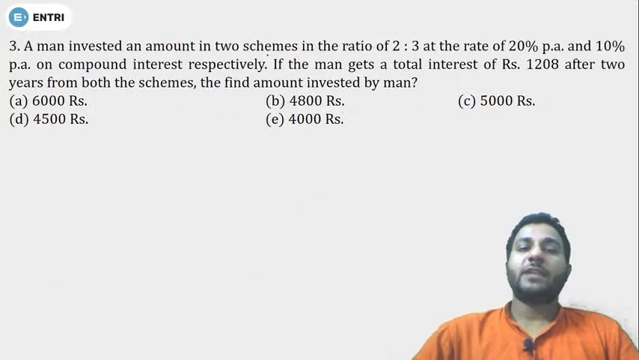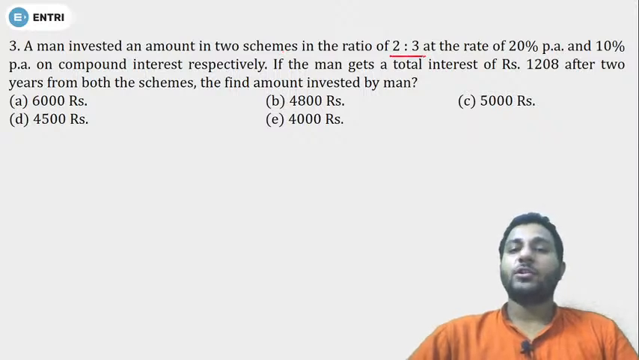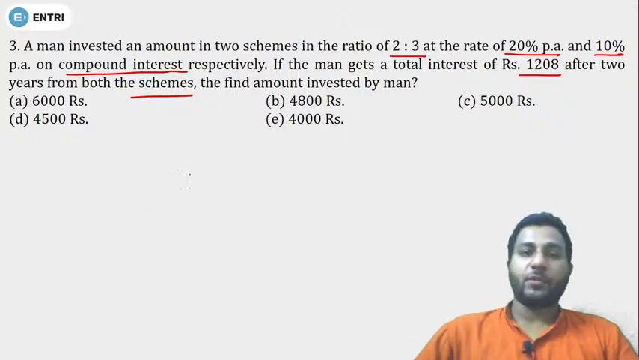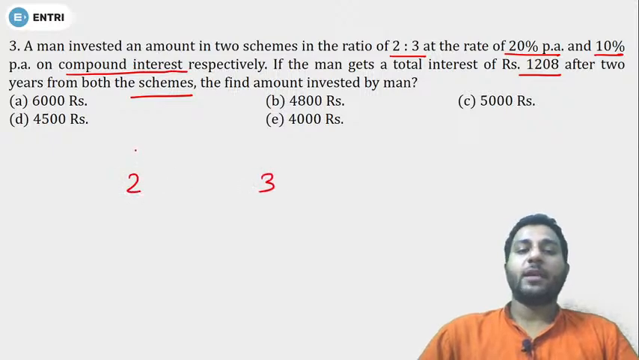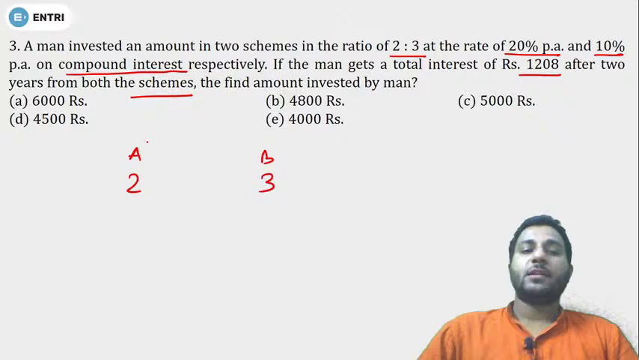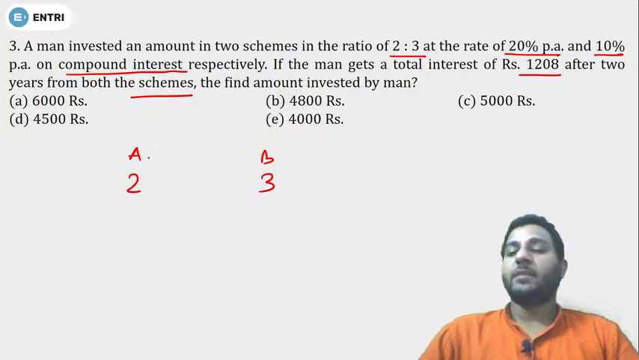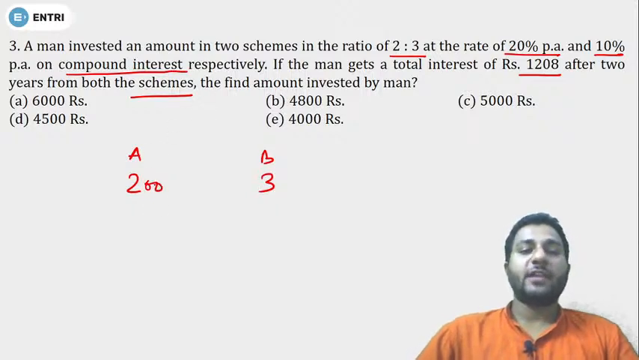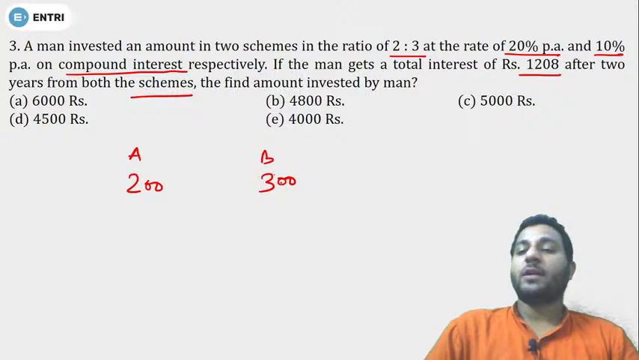A man invested an amount in 2 schemes in the ratio 2:3 at the rate of 20% per annum and 10% per annum on compound interest. If the man gets a total interest of 1208 after 2 years from both the schemes, then find the amount invested by man. Okay, so a man invested 2 and 3 in A and B. Let's say that there will be 2 schemes A and B, यानी 2 स्कीम होगी A और B जिसमें उसने 2 और 3 के रेशियो में इन्वेस्ट किया. So let's say we consider 200 and 300.